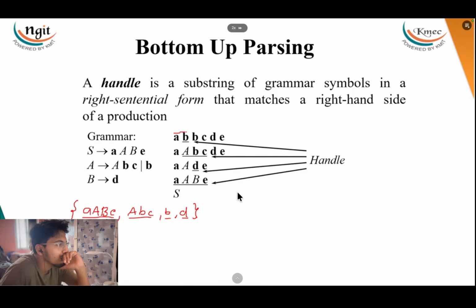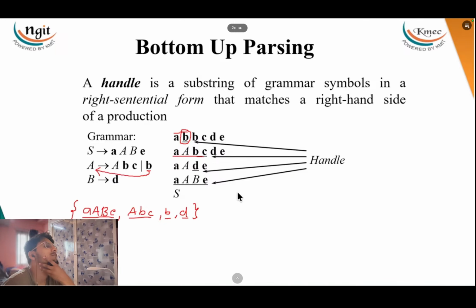Then you take AB. So take all the possibilities of substrings of AB: epsilon, A, B, AB. So AB is not matching, but only B is matching. So if only B is matching, then we can consider B a handle. Right? So once a handle is detected, then replace it with A. So B is replaced with A. Now what is the string to be considered? A, B, C, D.